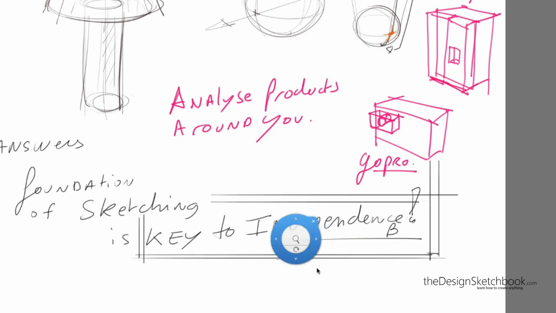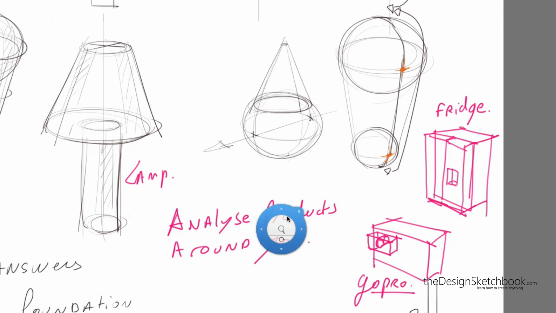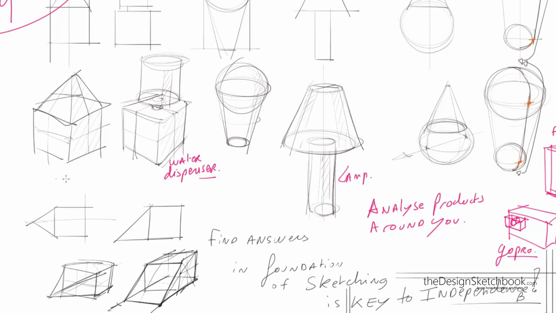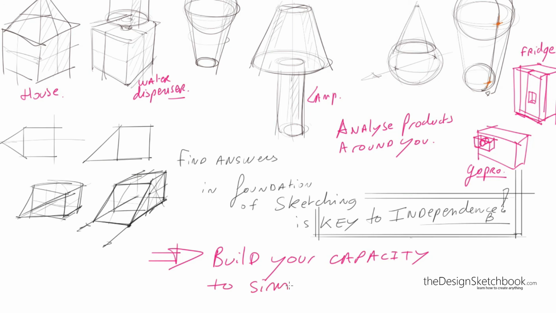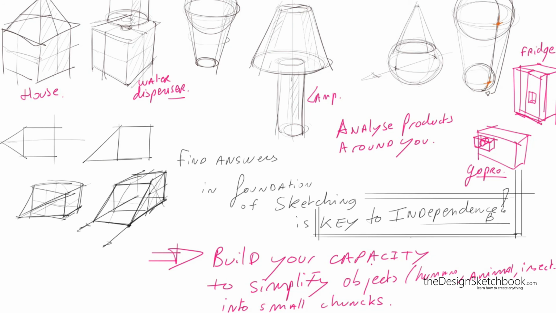Okay, try to identify how many volumes the products around you are composed of and what type of volumes they are. By being able to simplify things, you will get a lot more powerful. Build your capacity to simplify things. You will enhance your sense of observation, and it applies to humans, animals, insects, not only products. Something complicated, divide it into small chunks, I would say.